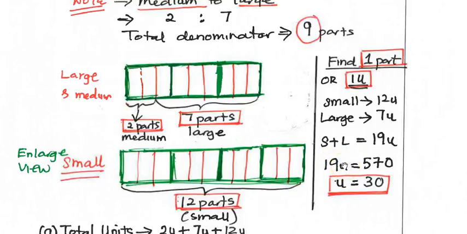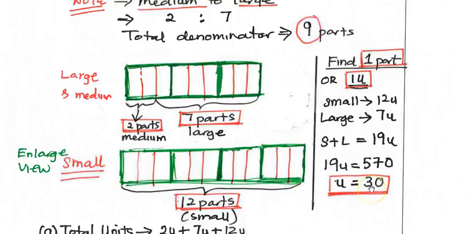Okay, they are 570. Now this is the clue given: all these small little parts here, if there are 19 of them, give you 570. Now we find 1 unit, which is 30.